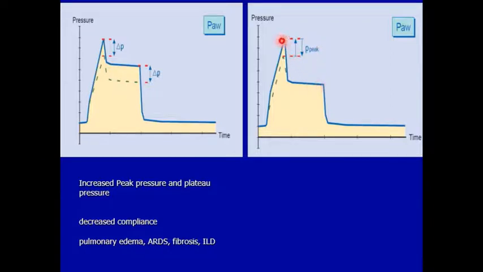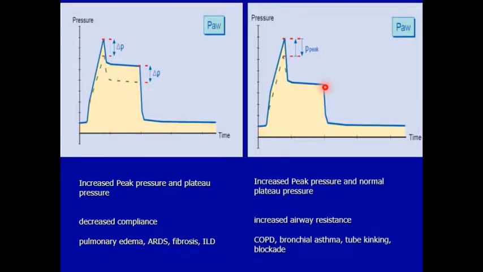The difference between the peak airway pressure and plateau pressure is called the trans airway pressure. Whenever this trans airway pressure is increased, it indicates there is a bronchospasm. So increased peak airway pressure with normal plateau pressure indicates increased airway resistance: COPD, bronchial asthma, tube kinking or blockade. All these conditions lead to this kind of waveform.